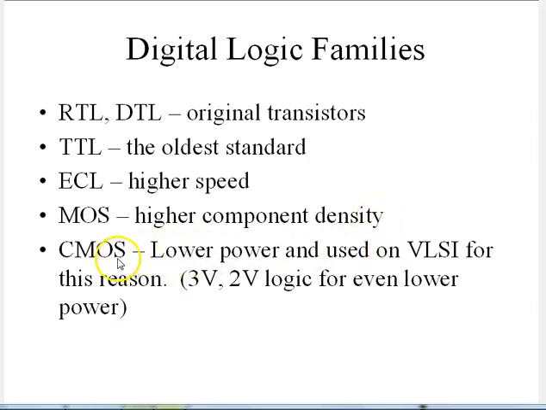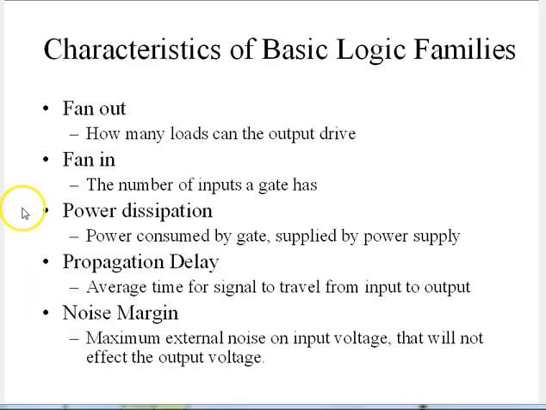The complementary metal oxide semiconductors use lower power, so that's what was primarily used in our very large scale integration. Additionally, there are logic families that use 3 volts and 2 volts, so we can even lower the power. We won't be using those in lab. So basic characteristics we want to be aware of for our logic families are the fan out, the fan in, the power dissipation, the propagation delay, and the noise margin.